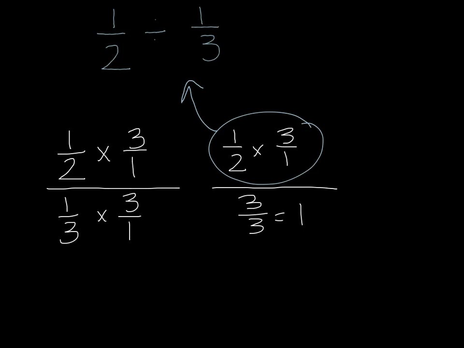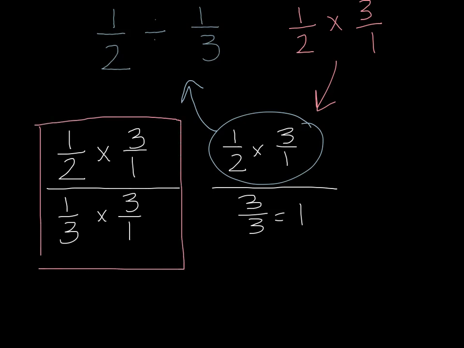Now I want to go back to keep it, change it, flip it. Looking at this problem again, 1/2 divided by 1/3. If we kept the original fraction, the first fraction, changed the operation, and flipped the fraction, we get this expression in pink. Now if you look at our numerator, it's the same thing. So this example right here, putting the division expression into a fraction and multiplying by the reciprocal, is the reason that the keep, change, flip method works for dividing fractions.